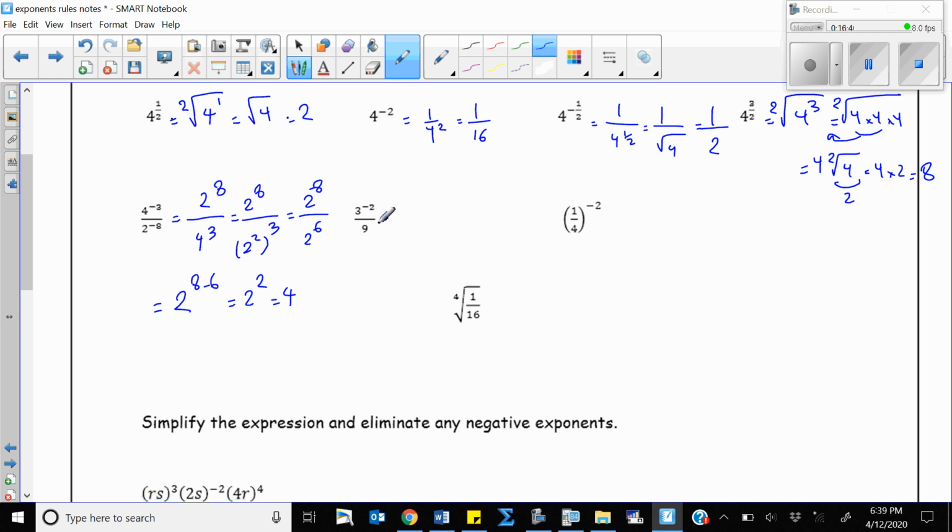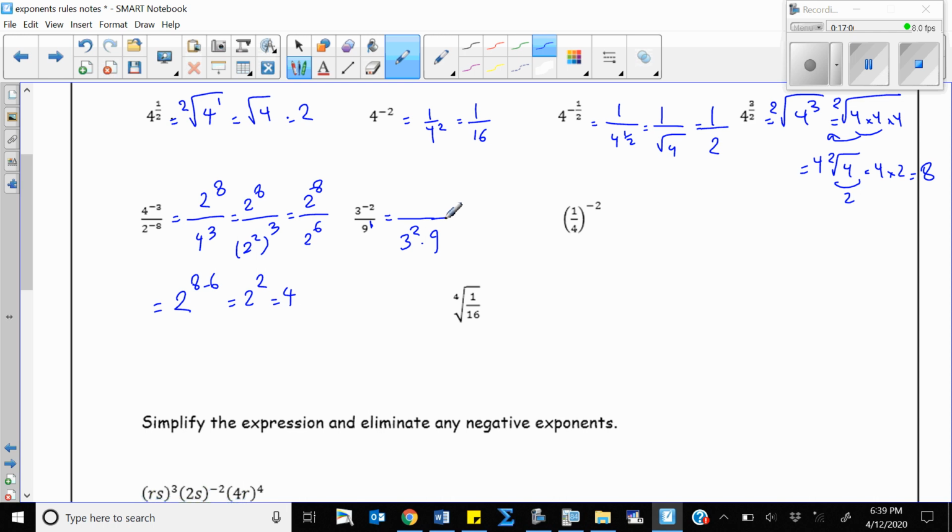Next one, 3 to negative 2 over 4. First, we want to get rid of this negative power. So the fraction that I have, I'm going to keep that. And then the top, which has a negative power, I'm going to move that to the bottom. So 3 to the power of 2. And the bottom, I had a 9. It has a power of 1, basically. So there's nothing that I want to change for this one. So I'm just going to keep that here.